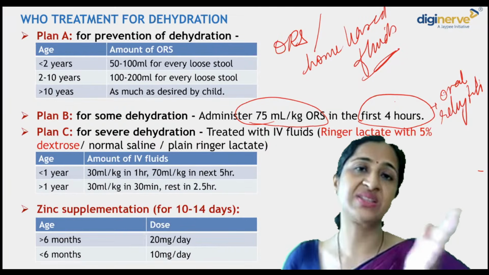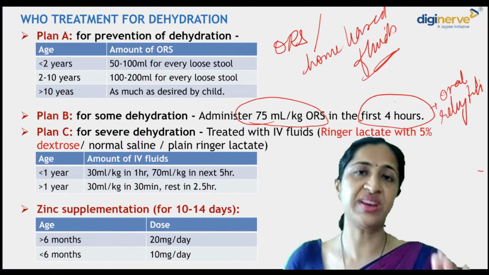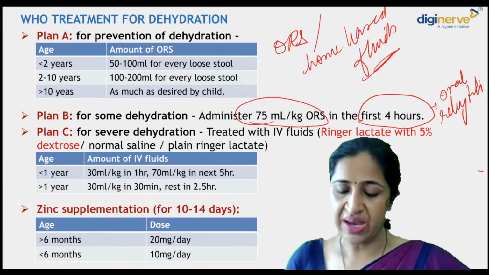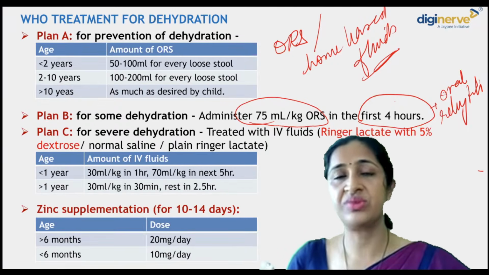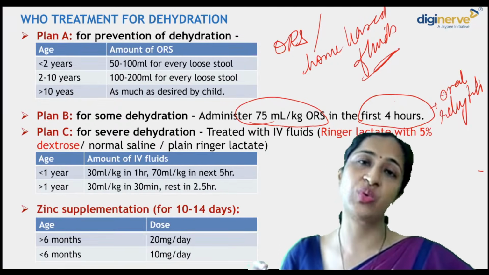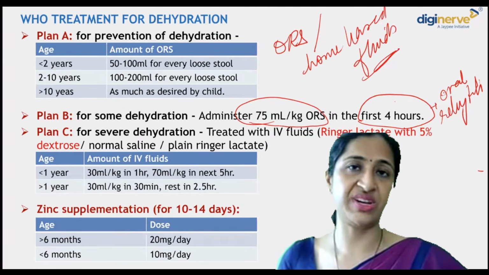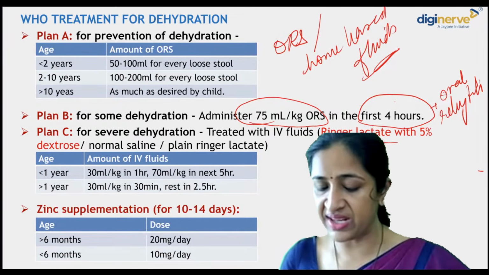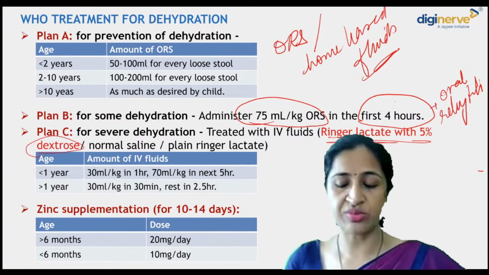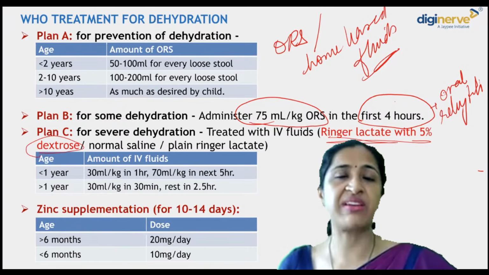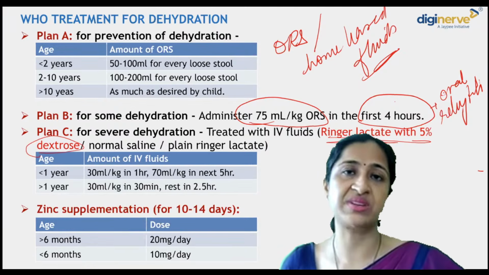If the child is worsening, move on further and go to the next plan. Okay. Plan C is severe dehydration, always IV fluids. A very common question asked is, which is the fluid of choice in children with severe dehydration? Fluid of choice is ringer lactate with 5% dextrose. Okay. Yes, for bolus we do use normal saline. We can use plain ringer lactate if you don't have the 5% dextrose fluid.